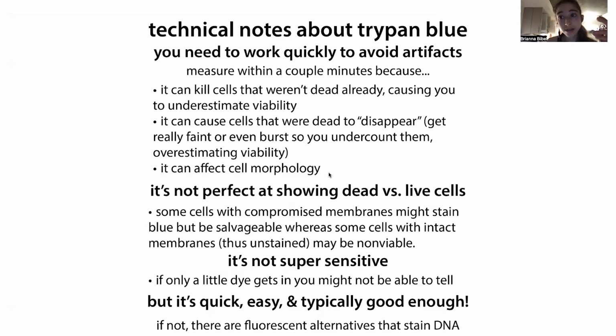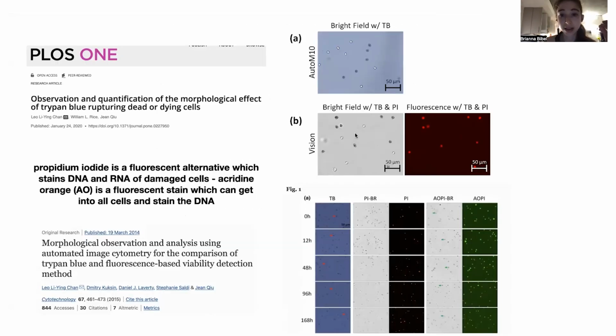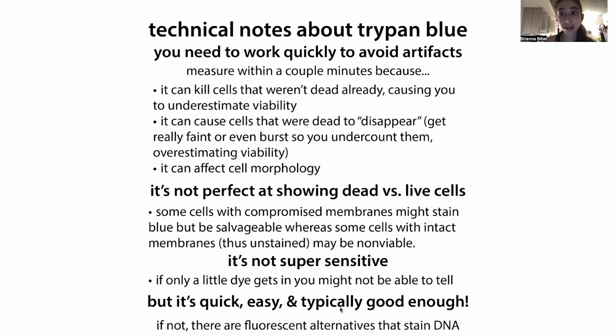But with the other effect, where the cells that were dead are disappearing from view, that can lead you to undercount the dead ones, which means you're going to overestimate the viability, because you think the cells are more alive than they actually were. And again, it can affect the morphology. Like we saw, the cells were getting weird and diffuse. It's also not perfect at showing dead versus live cells.